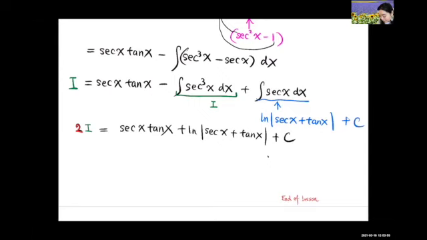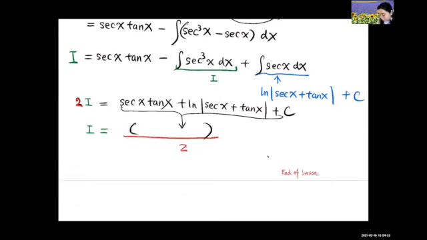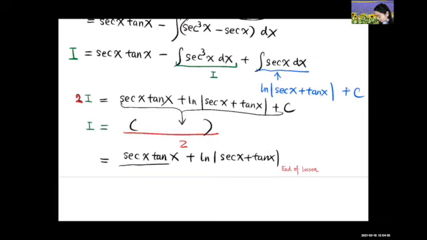So this integral will be whatever you have over here, divided by 2, which is equal to secant x tangent x over 2, plus ln of secant x plus tangent x, over 2, and then plus a constant d, where d is c over 2. Okay. Do you guys get it?